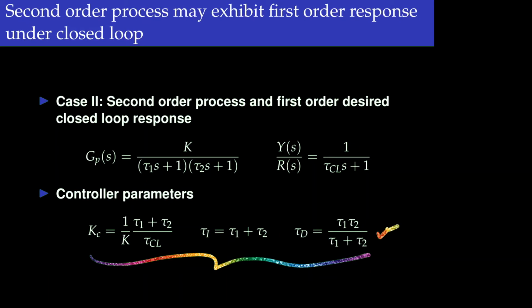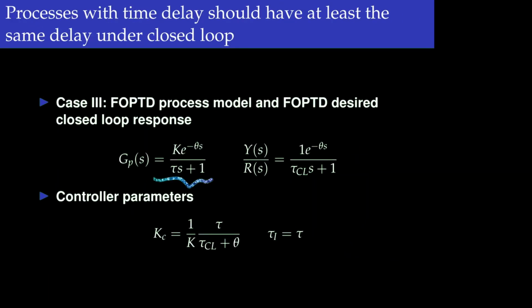This is the set of parameters. When there's a delay in the process, the closed loop response should also have the same delay. If you plug in this equation in obtaining Gc, you see that we get again a PI controller where the Kc is 1 over K times tau over tau cl plus theta. You saw that for the first order case, this theta was not there because theta was equal to 0.